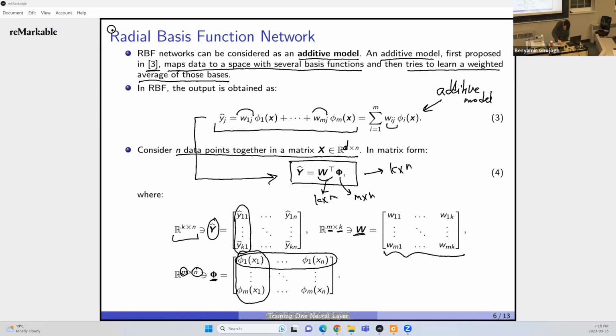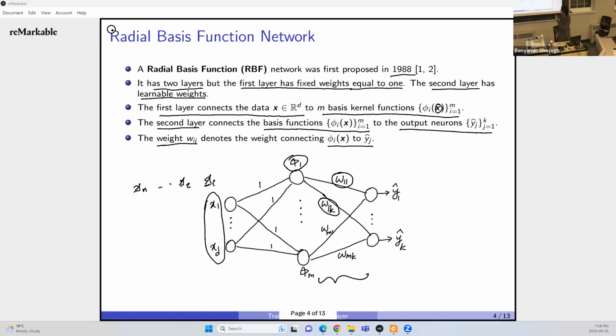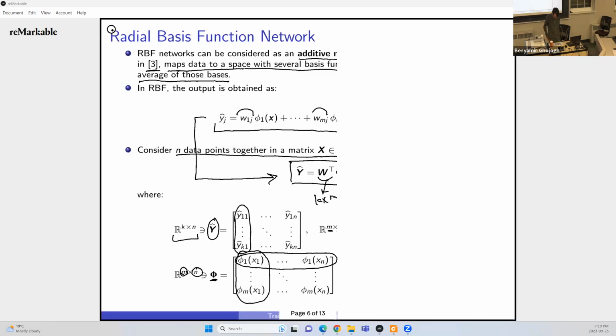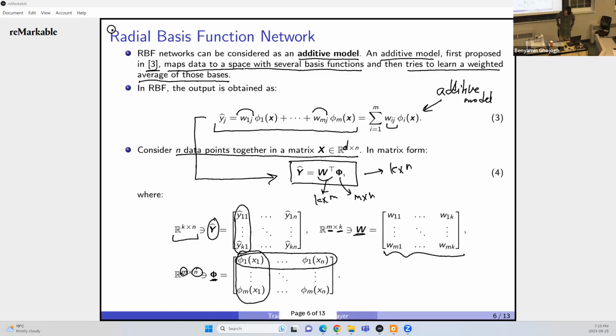Let's go back to the figure again. For a vector x, my output is k-dimensional. So for every point, I have a k-dimensional predicted label. Therefore, I can have the matrix y hat with k rows for the dimensionality of labels and n columns for the number of data points. Agreed? Agreed. So now I have this equation 4 as a matrix form of equation 3.